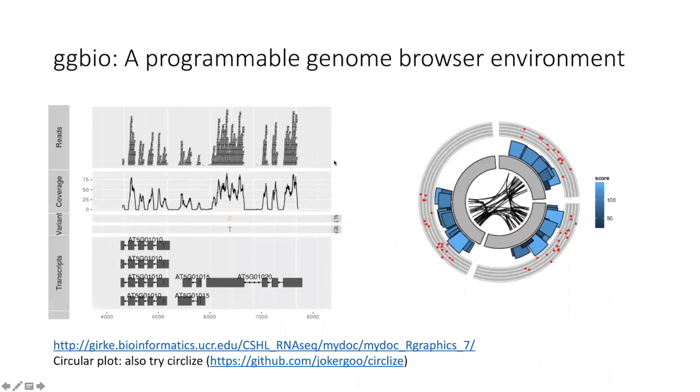Next, I want to briefly talk about another package called ggBio. It's sort of a programmable genome browser environment. For people already familiar with IGV, the Integrative Genomics Viewer, it's basically trying to do ggplot in R, so you can code the ggplot. This is pretty cool. You can show the read alignment, the read coverage, the variant annotation, all of that in an integrated panel for a specific region of the genome.